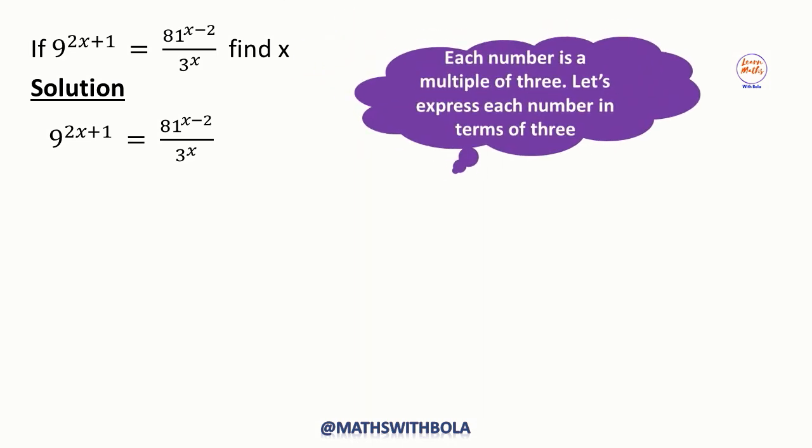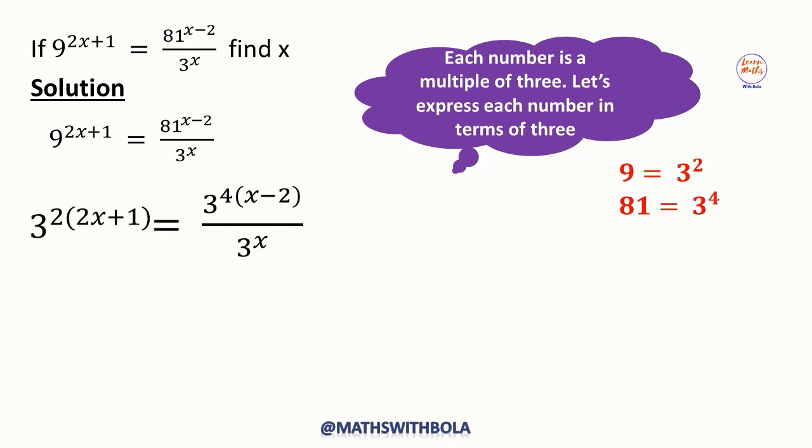Each number is a multiple of 3, so let's express each number in terms of 3. So our 9 is the same thing as 3 raised to power 2, and 81 is the same thing as 3 raised to power 4. So let us replace it in the equation to have 3 raised to power 2, then don't forget from your indices, bracket 2x plus 1, then you have 3 raised to power 4, then bracket x minus 2 over 3x. 3x is already expressed in terms of 3, so there's no point changing that part of it.